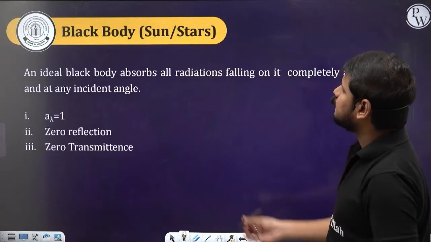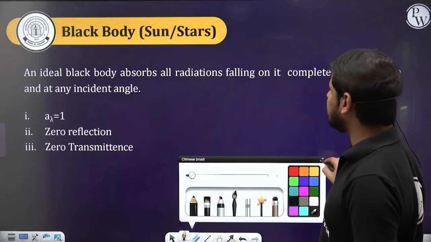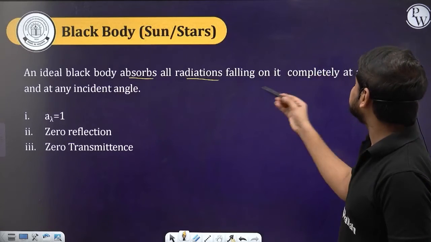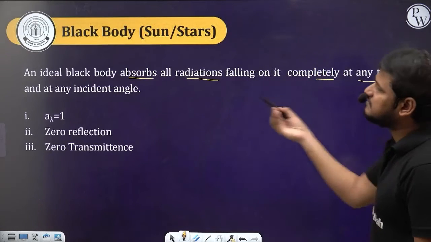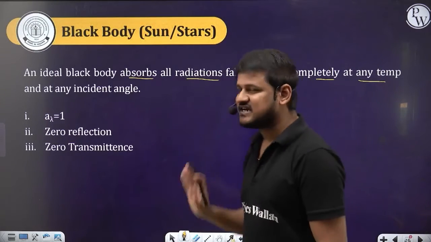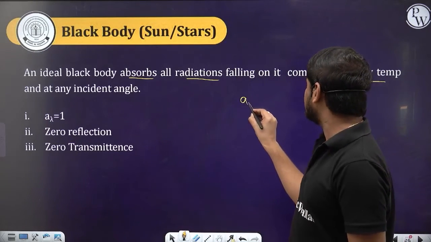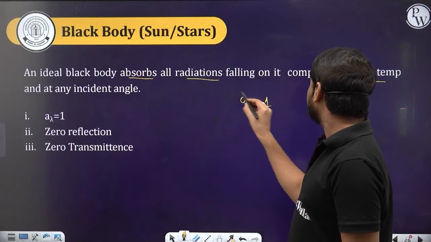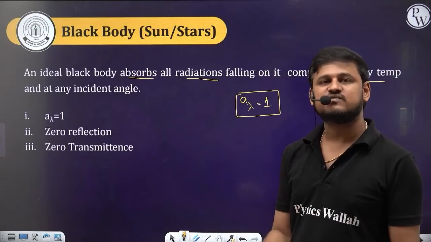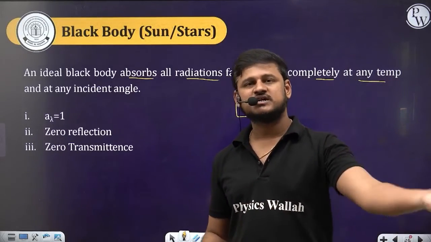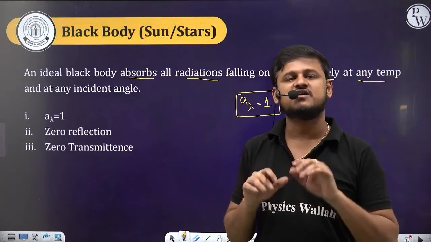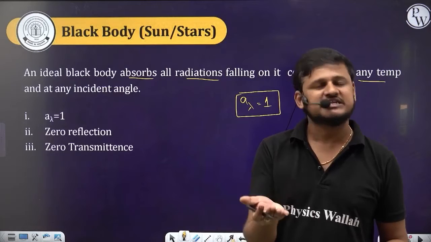Then what is a black body? A black body is an object which absorbs all radiations falling on it completely at any temperature and at any incident angle. Just the theory part, so understand carefully. The absorptive power is equal to 1 for the given black body. That means it absorbs all the radiations falling on it, with zero transmission and zero reflection. That is called a black body.